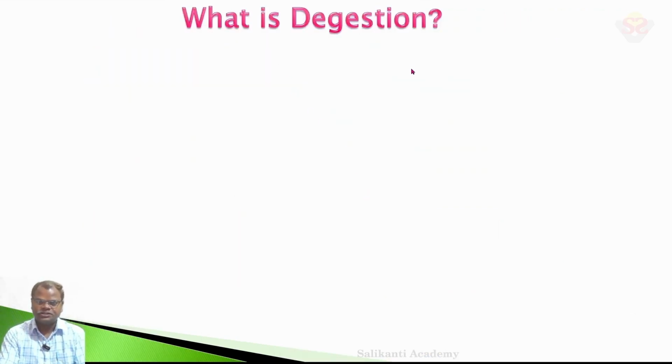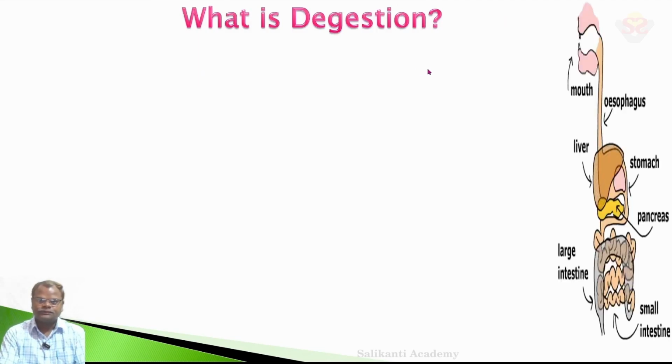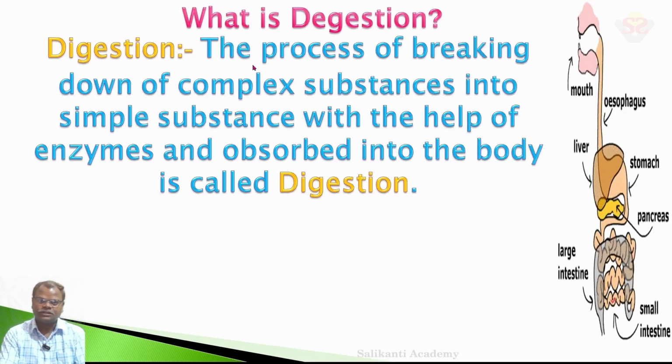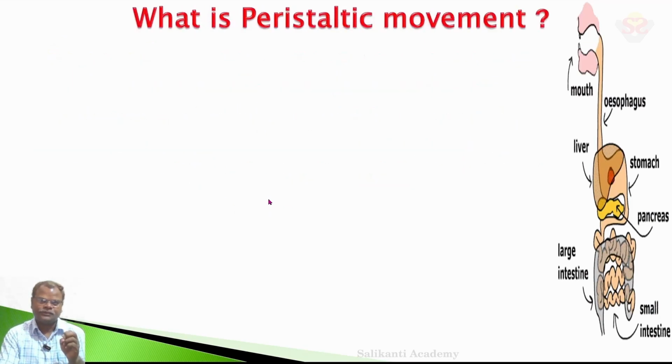Then what is digestion? Digestion: the process of breaking down complex substances into simple substances with the help of enzymes, which are absorbed into the body, is called digestion. What is peristaltic movement? Peristaltic movement is an involuntary movement.